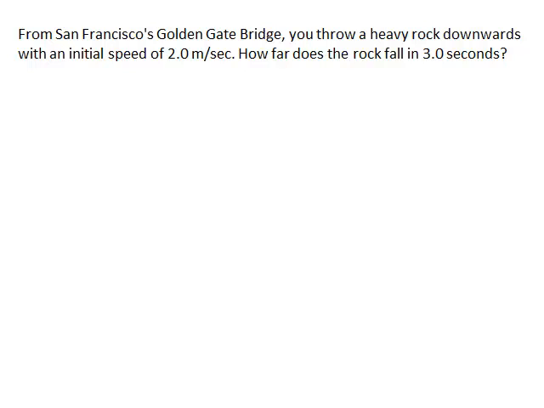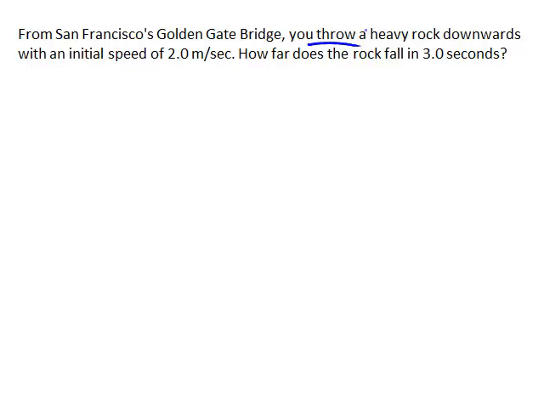From San Francisco's Golden Gate Bridge, you throw a heavy rock downwards with an initial speed of 2 meters per second. How far does the rock fall in 3 seconds? We always start by pulling out of the word problem the relevant information that's been given to us.